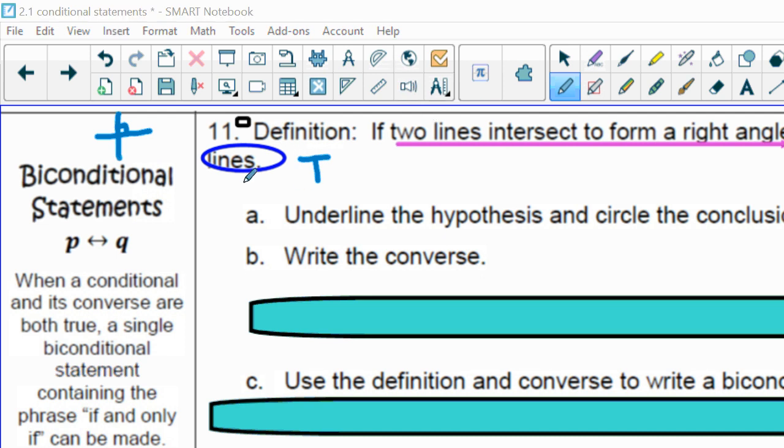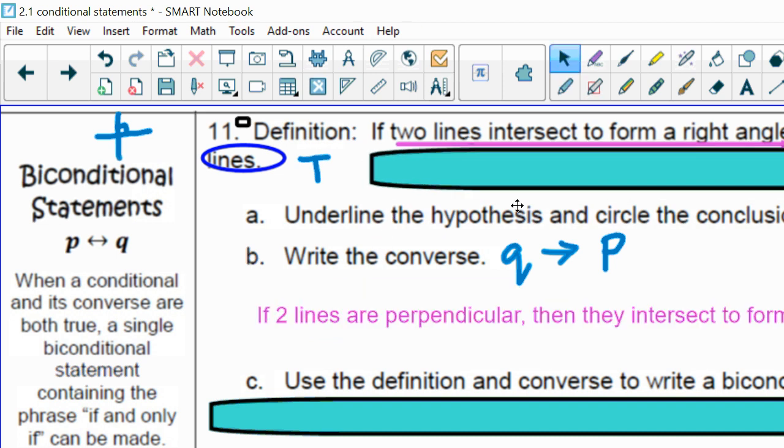Now write the converse. So this time we're going to write it backwards. It has to be Q, then P. So we're going to say if two lines are perpendicular, then they intersect to form a right angle. Is this true? If two lines are perpendicular, then they intersect to form a right angle. See how that one is also true. So since I have two true statements, this is a biconditional statement.